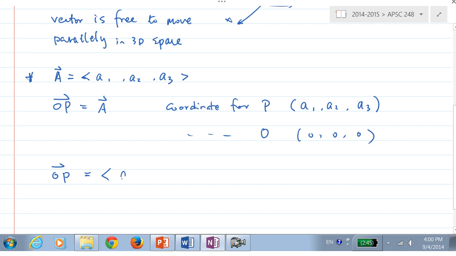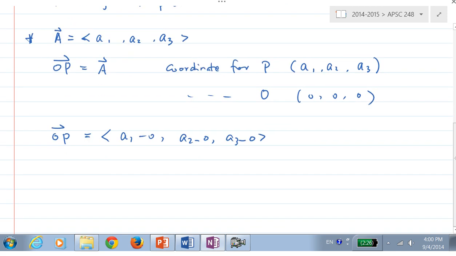So basically that means this is A1 minus 0 and A2 minus 0 and A3 minus 0, right? Yeah. So that's where that vector A1, A2, A3 comes from. Okay. So get used to this idea here. If more general, if point P is x1, x2, x3, point O is y1, y2, y3, that kind of information, just do the subtraction, right? Yeah, the subtraction.